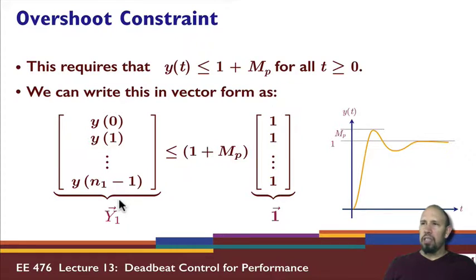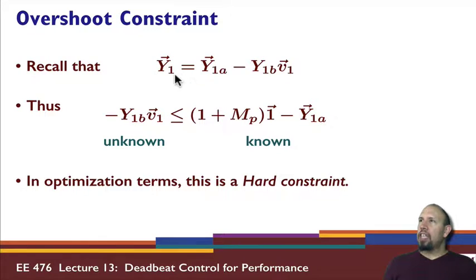That's the transient response. Remember, it's going to settle exactly to 1, so we are only concerned with the transient values of y. Now recall that when we vectorize y1, we get y1a vectorized and y1b. And so that inequality that we just showed is basically equivalent to this inequality. That is, my unknown can be written in terms of my known.